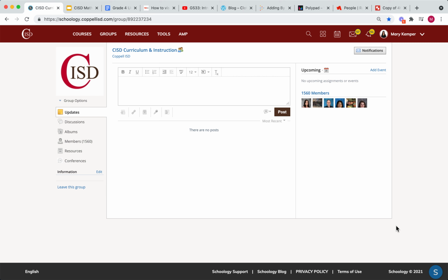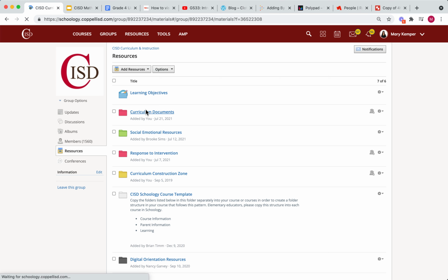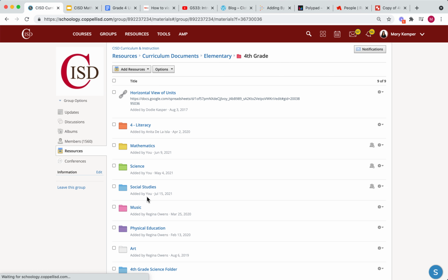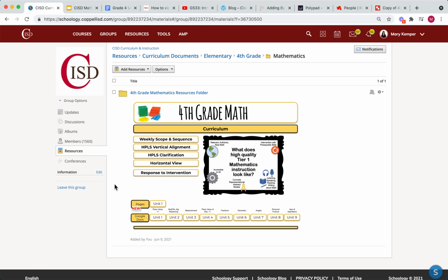To access your curriculum documents in the Curriculum and Instruction Schoology group, select Resources on the left. Then Curriculum Documents, Elementary, and fourth grade. Within the Mathematics folder, you'll notice an updated Google Drawing with links to resources to help you plan. There's a link to the weekly scope and sequence, high priority learning standards, vertical alignment, clarification, and horizontal view of your curriculum, as well as a link to the response to intervention resources.